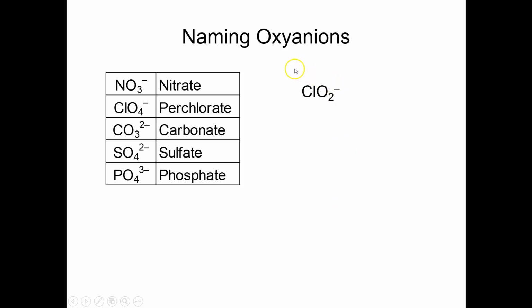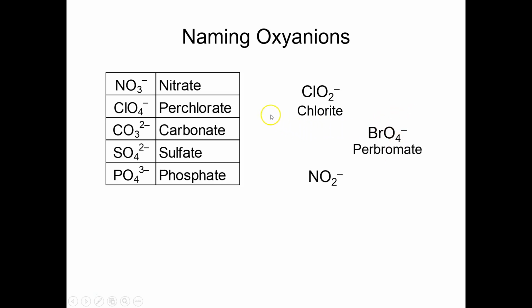ClO2 minus. Well, perchlorate is ClO4 minus. If we step down to ClO3 minus, that would just be chlorate. And if we step down to ClO2 minus, that is going to be chlorite. Notice again that the magnitude of the charge doesn't change because all the halogen oxyanions have a charge of -1. BrO4 minus: because ClO4 minus is perchlorate, then we can correctly guess that BrO4 minus is going to be perbromate.